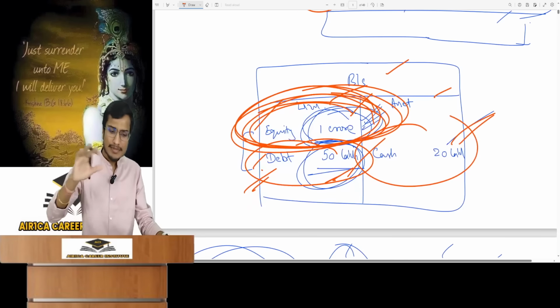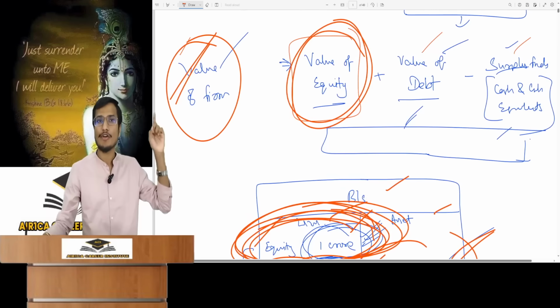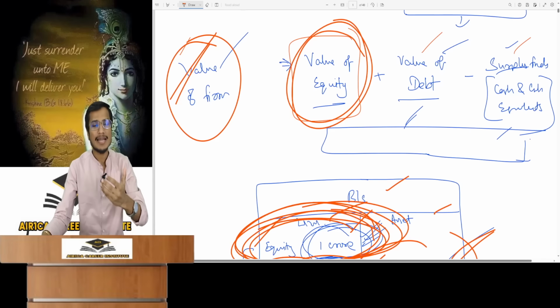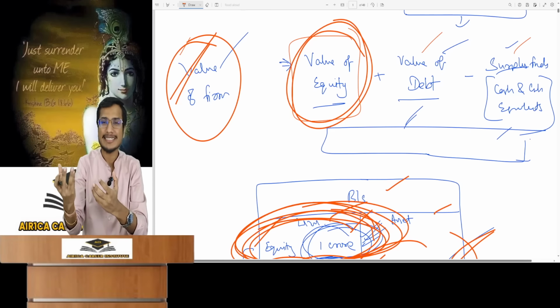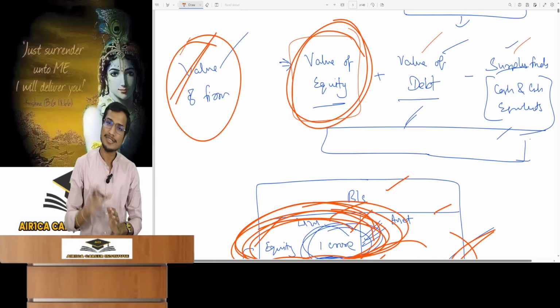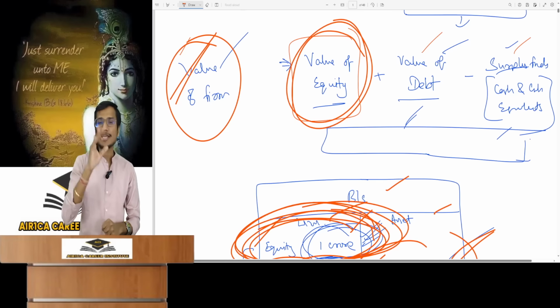Alright then. So this is the basic equation. Remember, value of firm. This is not a formula, it's a basic equation. As debt or cash balance will be available, to calculate value of equity using various methods, put it in this equation and get value of entire firm. Is it clear? Now see what happens sometimes.